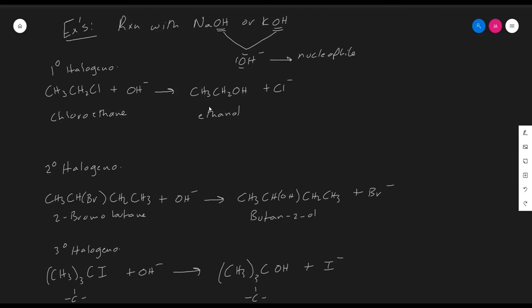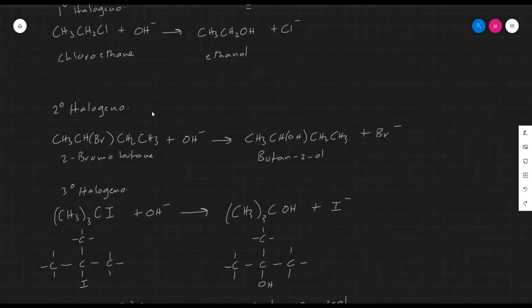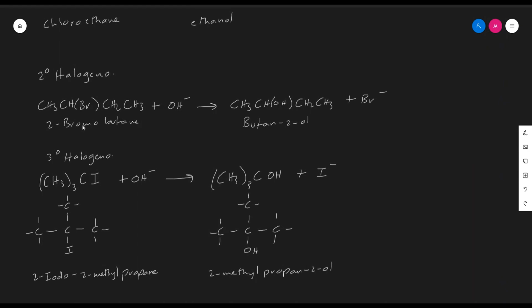On the other hand, for a secondary halogenoalkane example, I used 2-bromobutane, in which the carbon atom bonded to the halogen group is bonded to two alkyl groups, the methyl and the ethyl group on this side. Thus, its reaction with the hydroxide ion would substitute the bromine atom to form butan-2-ol and the bromide ion.